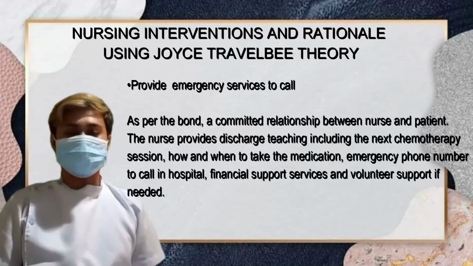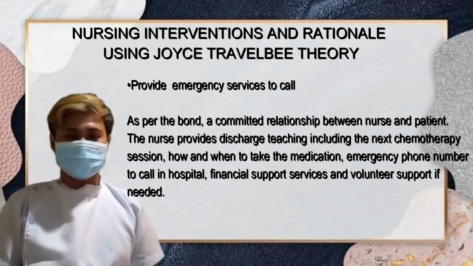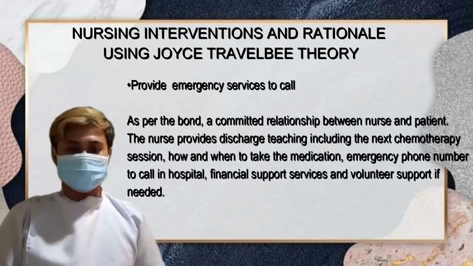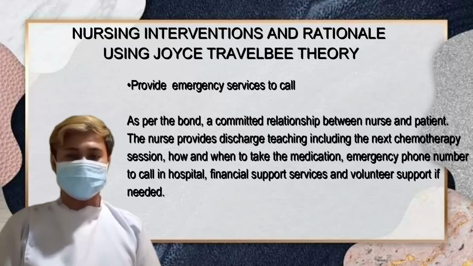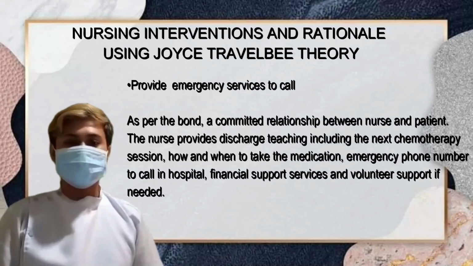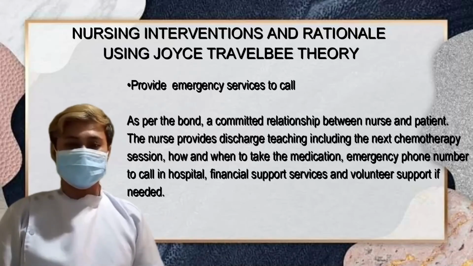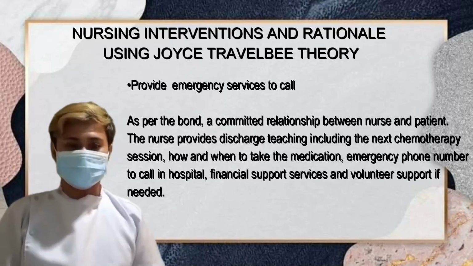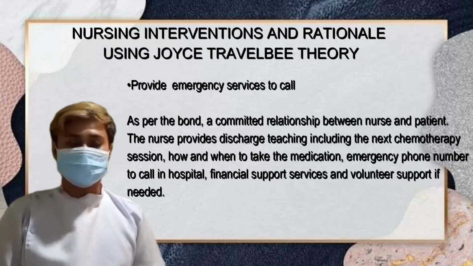Provide emergency services to call. As per the bond, a committed relationship between the nurse and the patient. The nurse provides discharge teaching including the next chemotherapy session, how and when to take the medication. Emergency phone number to call in the hospital, financial support, services, and volunteer support if needed.